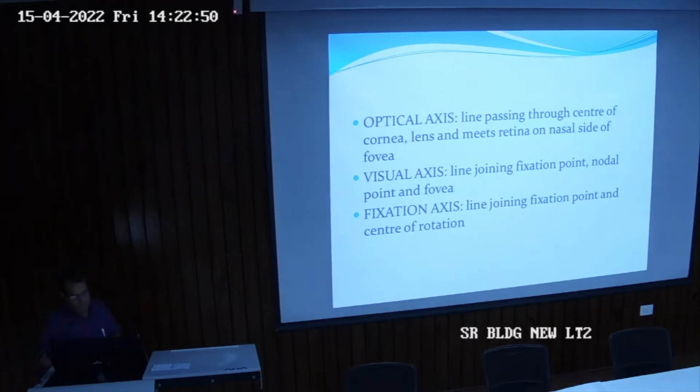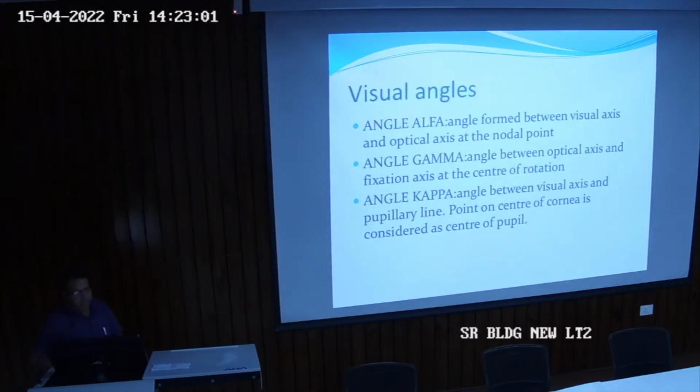And the visual axis is the line joining the fixation point, nodal point and fovea. The fixation axis is the line joining the fixation point and the center of rotation. So according to these lines, there are angles. Angle alpha is formed between the visual and optical axis at the nodal point. Angle gamma is between the optical axis and fixation axis at the center of rotation, and angle kappa is between the visual axis and pupillary line at the center of the cornea.